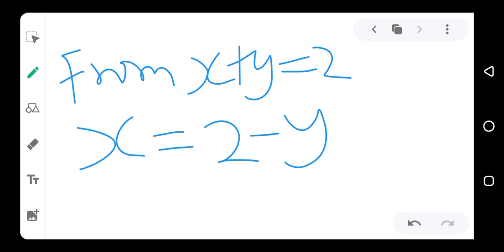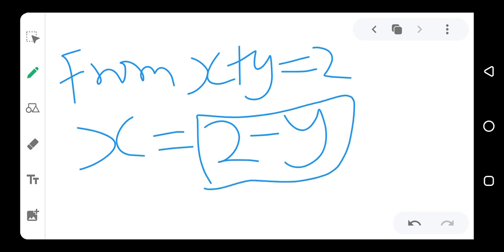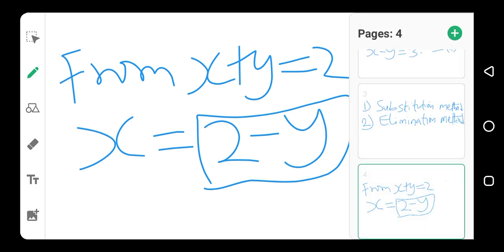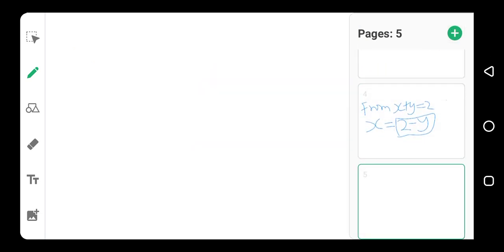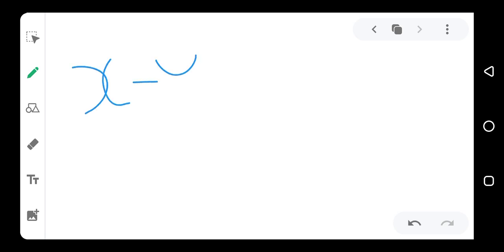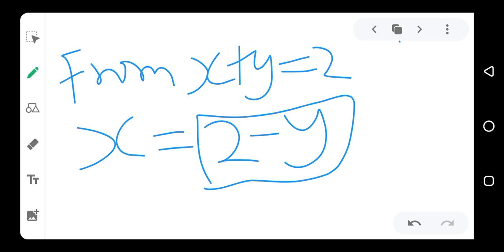Now the next step is for us to put this value. We can now use this to replace the value of x in the second equation. We come to the second equation. The second equation is x minus y is equal to 3. Now that means that in this place we have x. Instead of writing x, we put this thing that we have for the x. We use this 2 minus y to replace the value of x in the second equation.